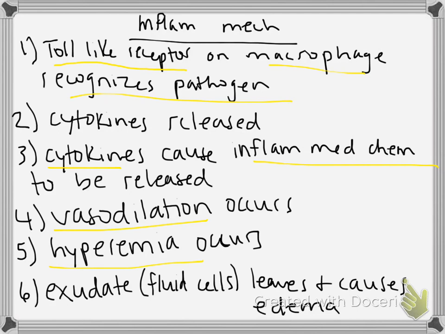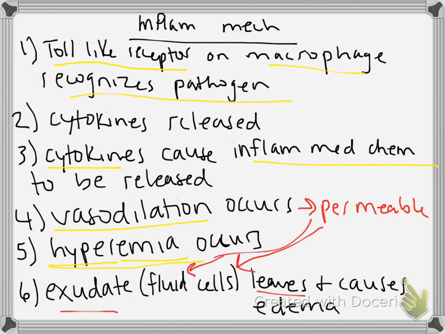Hyperemia is just, emia refers to blood, hyper means lots, so it's basically more blood flow to this area. Whenever you dilate a blood vessel, this blood vessel will become permeable. So if it becomes permeable, then we know things can pass through it, like fluids and cells. So we're going to have exudate leaving. Exudate is this mixture of fluid and cells, and that's going to cause our edema that we just talked about.